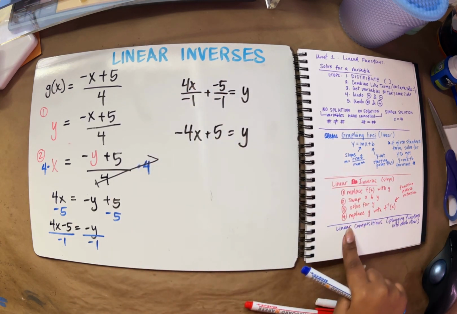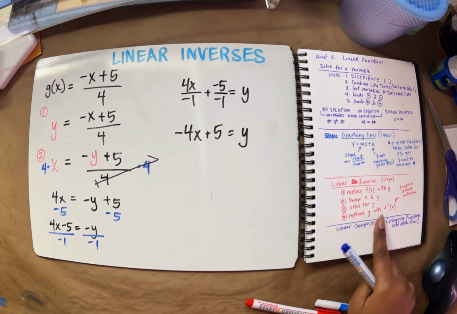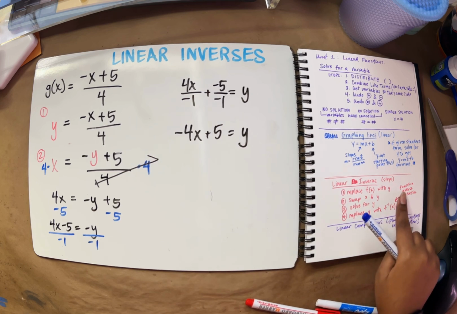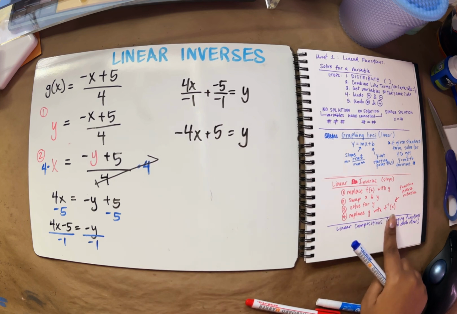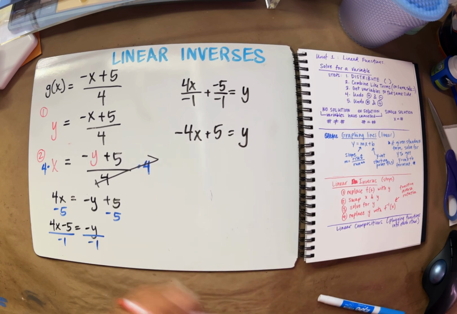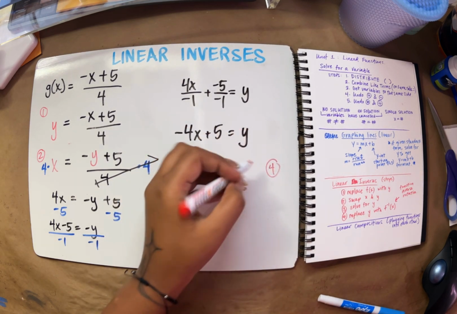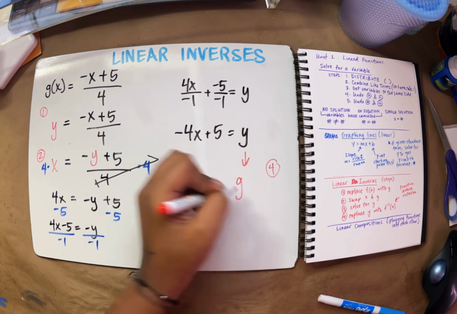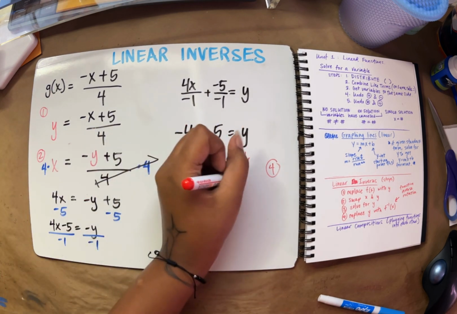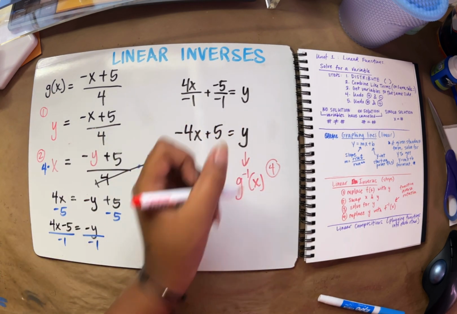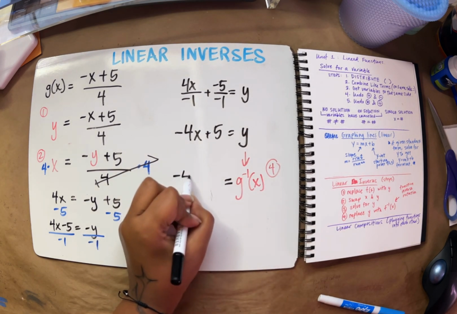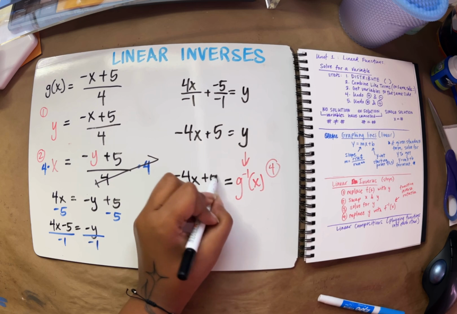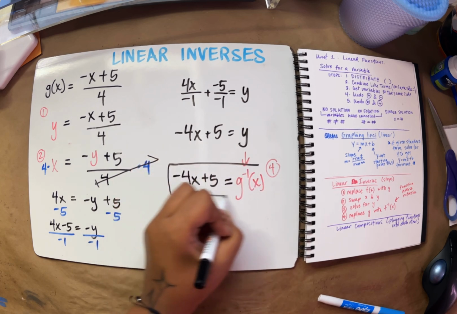My y must now be replaced with f of negative 1 of x. This is function inverse notation. This is my inverse function. This is telling me that I have found my inverse function. So now I'm going to replace this as step 4. I'm going to replace my y with my g, because I had g originally, g of negative 1 of x, and this is equal to negative 4x plus 5. And this is your full answer.